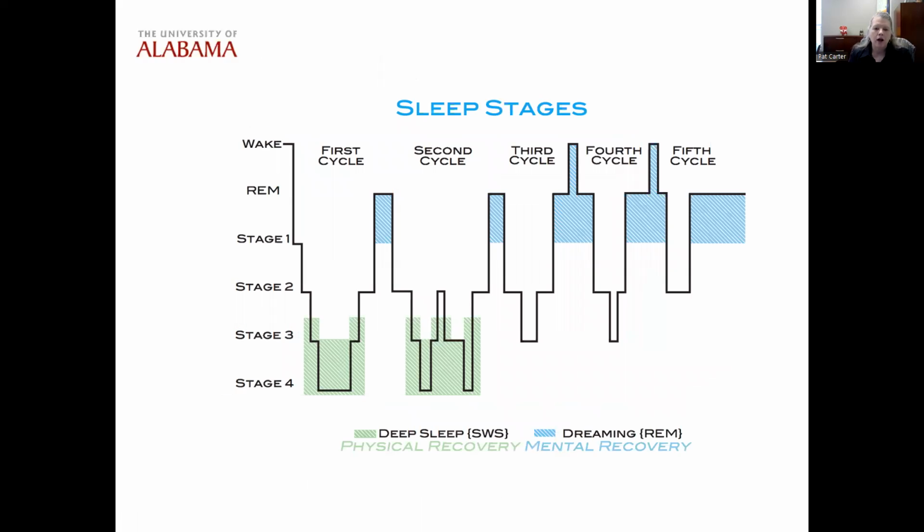This is another graphic that I like to show people about what happens across those sleep cycles. What is the primary work that your body and your mind are doing during that time?